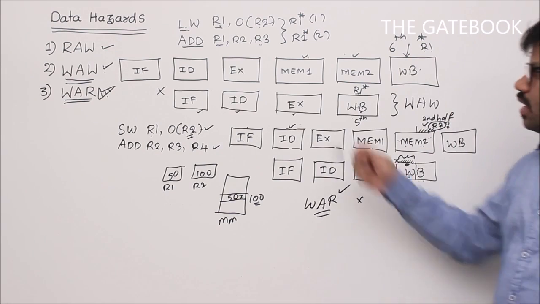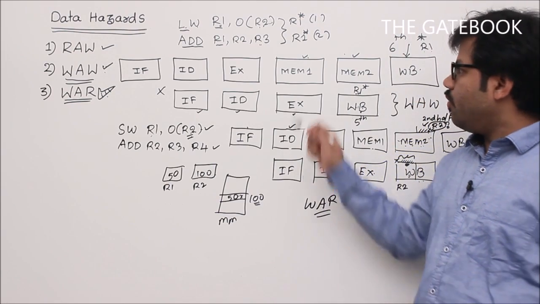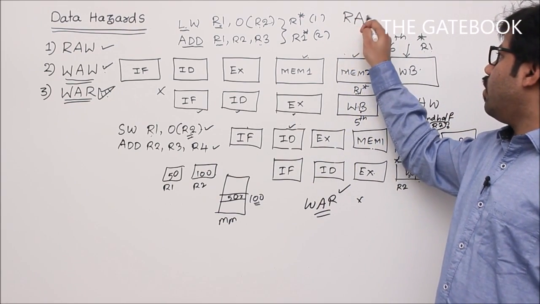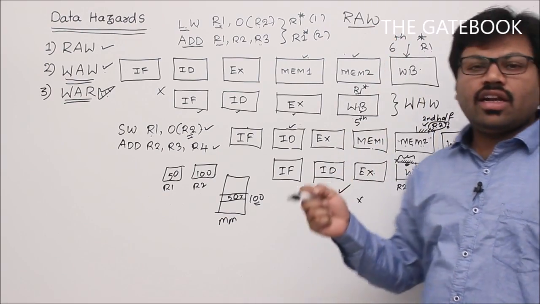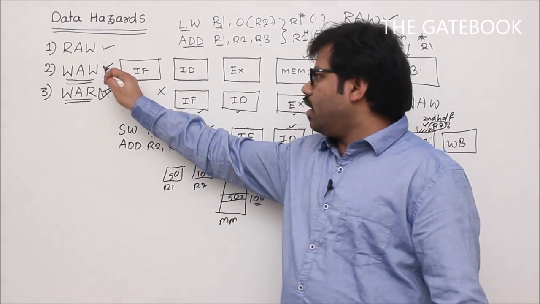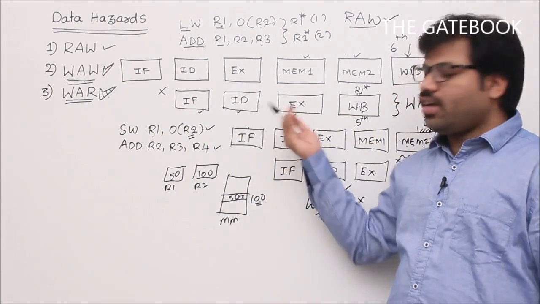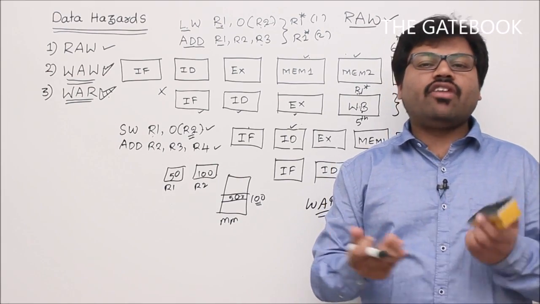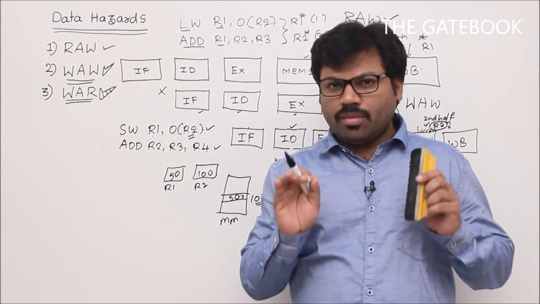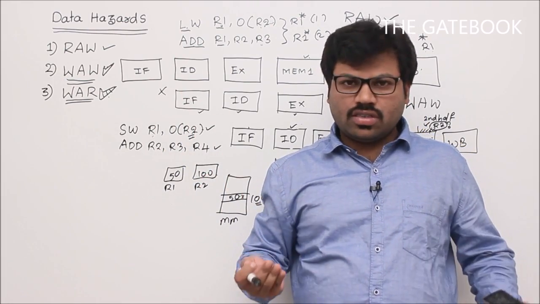That's it. So these are the various classifications of hazards. Already we know that RAW is one famous hazard, because in our regular examples you get RAW hazards, but for WAW hazard and WAR hazard we need different kinds of pipelines or different kinds of models. Finally, remember this: only RAW hazards are possible in our models.